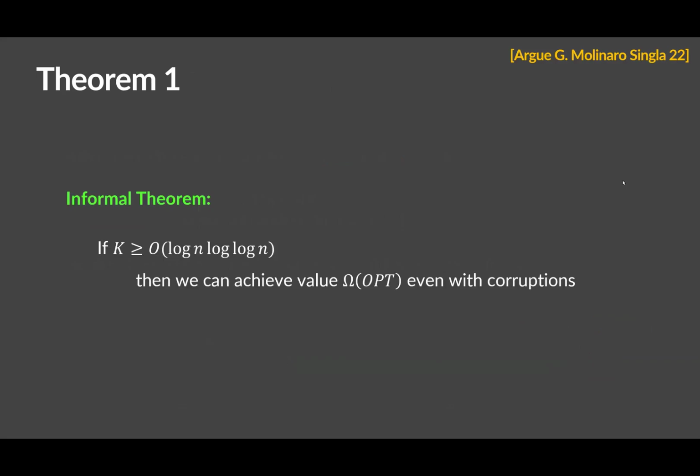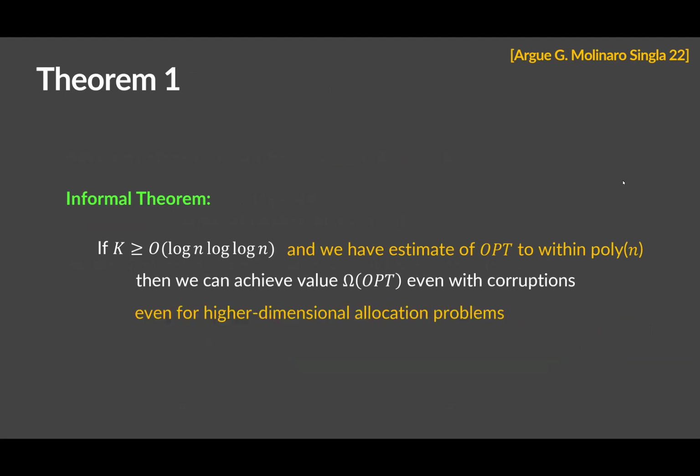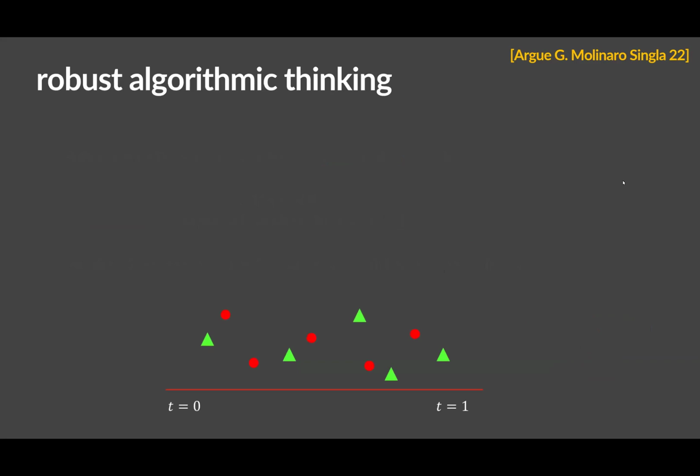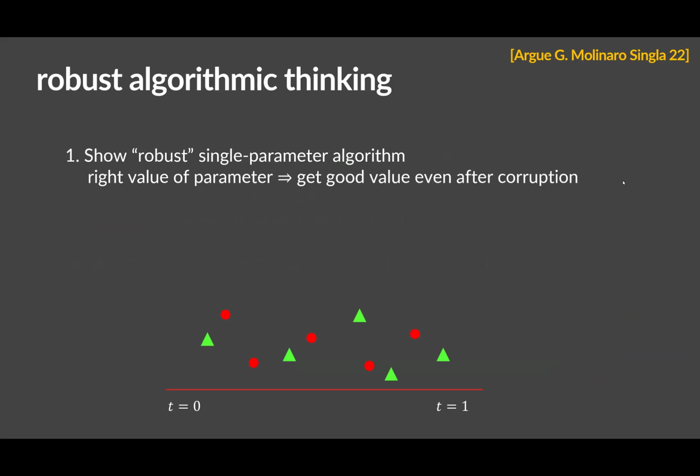Okay. So what are we going to show? We're going to show that if we are allowed to pick a large enough number of items, then we get a constant fraction of OPT, assuming we have an estimate of OPT to within a constant. Even for higher dimensions. So this was the main theorem. Let me give you the idea. The algorithm is very simple. The first part is a robust single parameter. There's a magic number. A little bird came and told me this magic number. I can get a very good one.